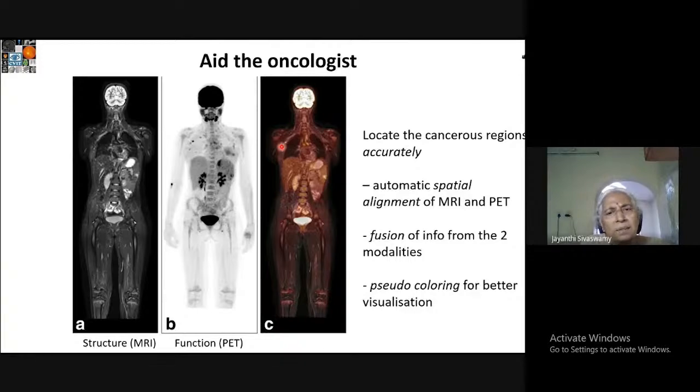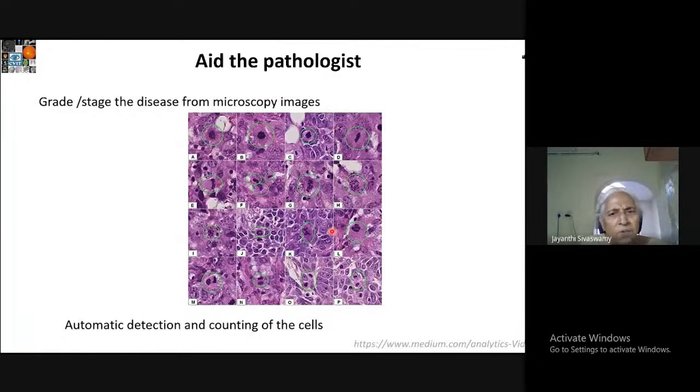So these are 4 by 4, 16 samples, and you automatically detect the cells you want. And we can do this. You can see this is a very, very laborious task, and image analysis can help here also. And it can also count how many of them are there. And based on the count, they'll give a grade to the disease.